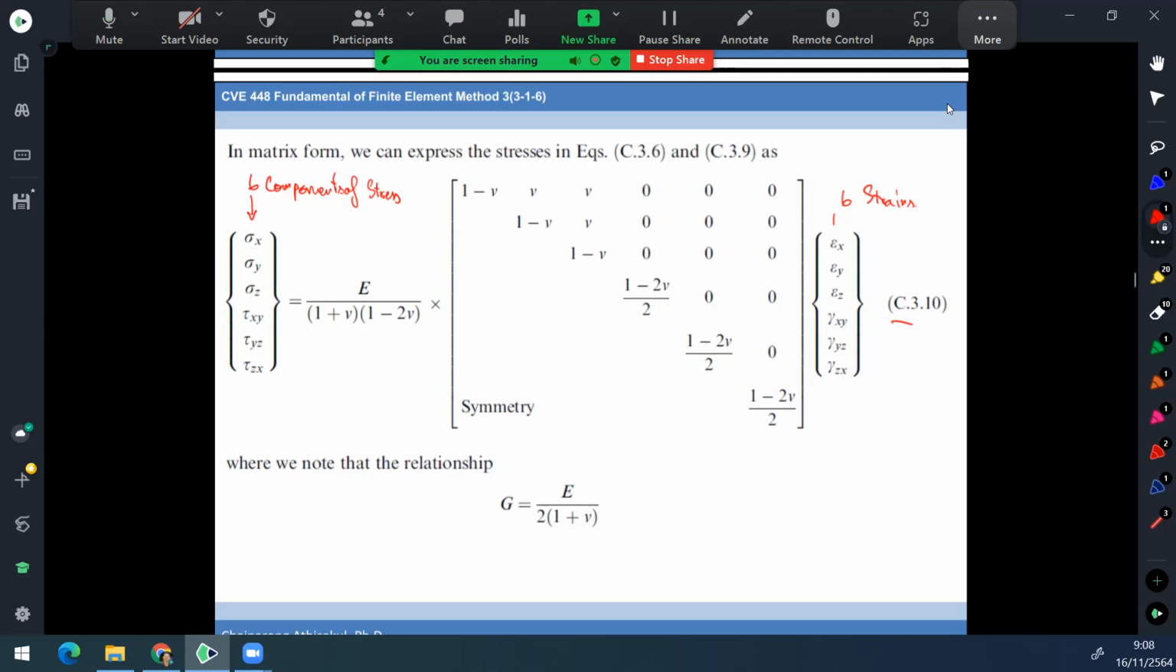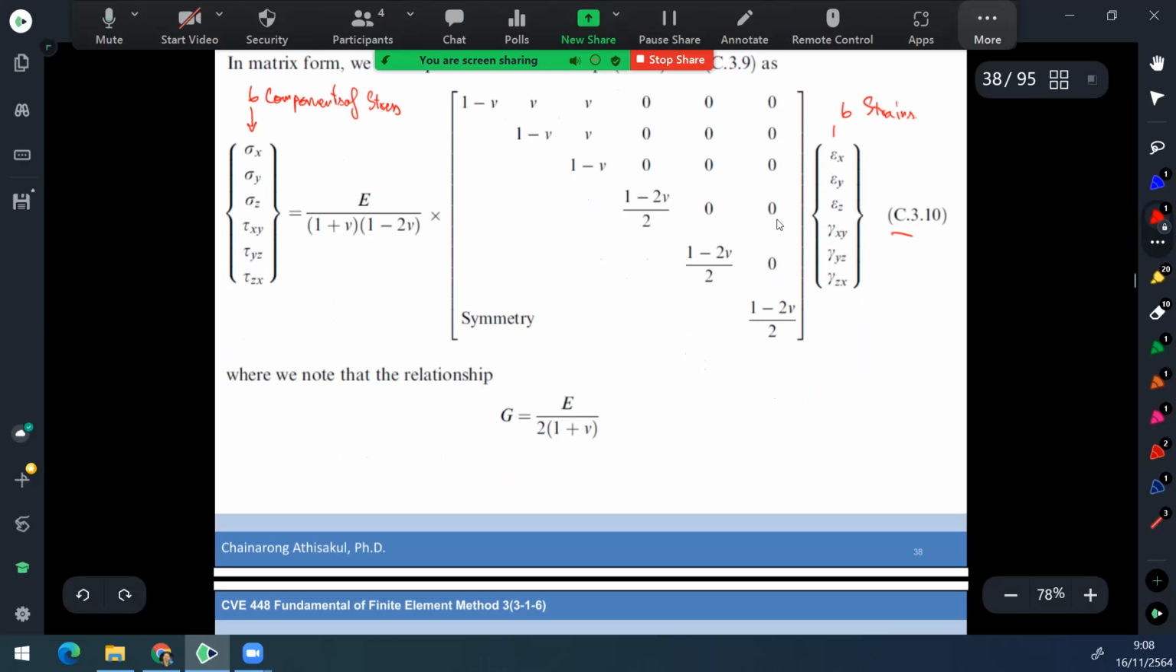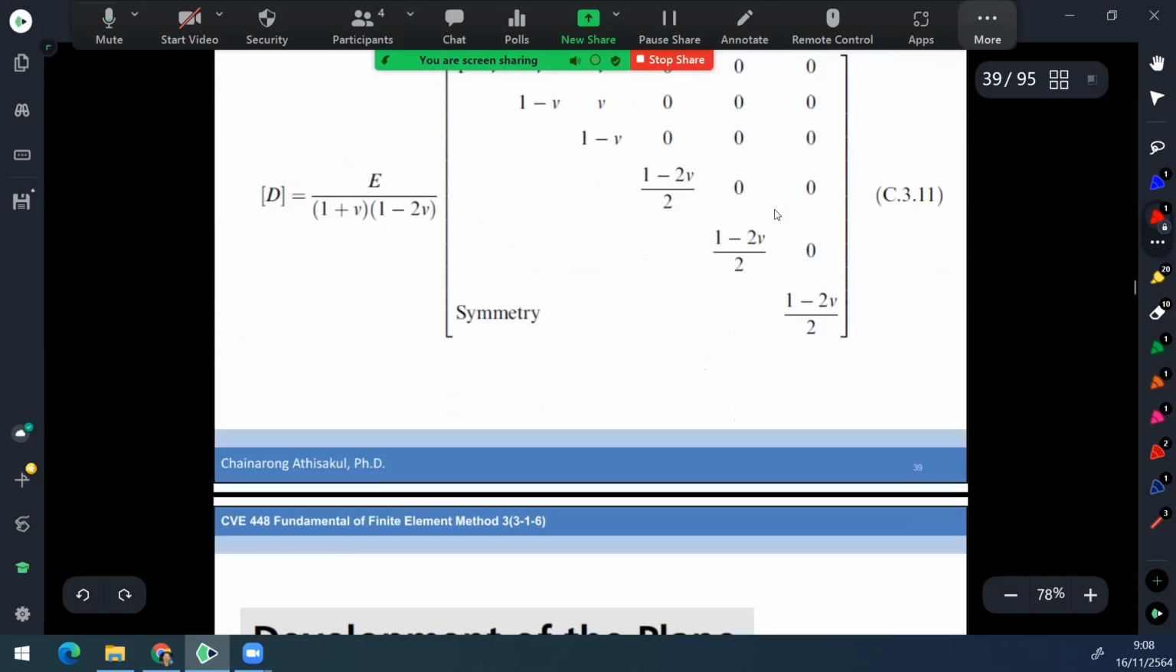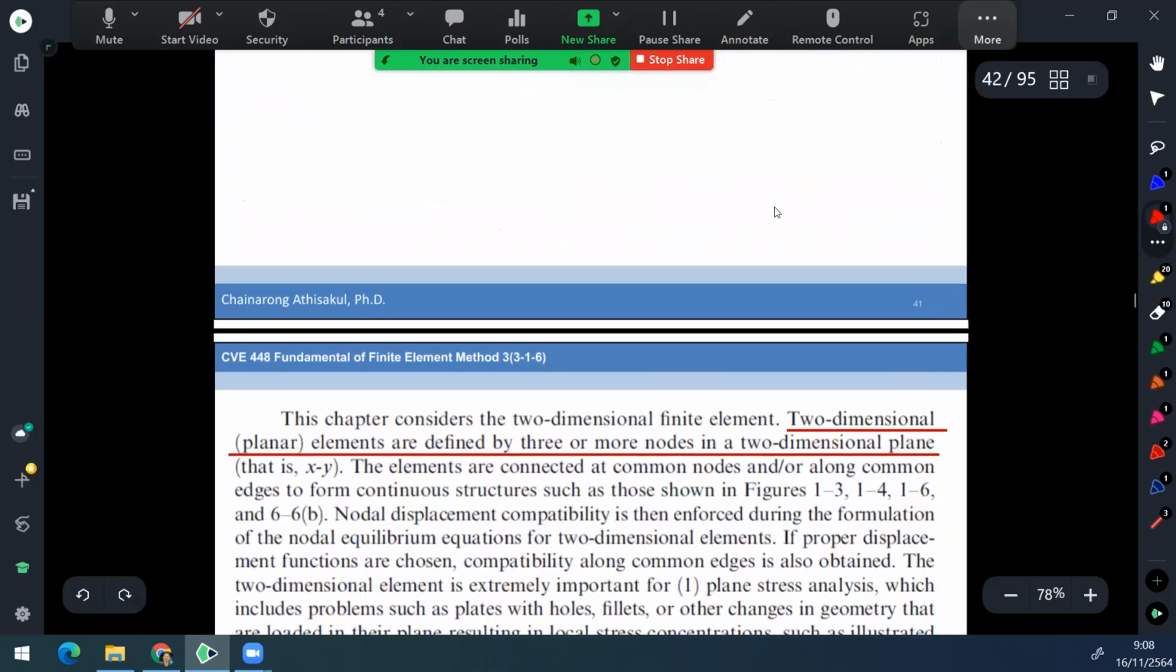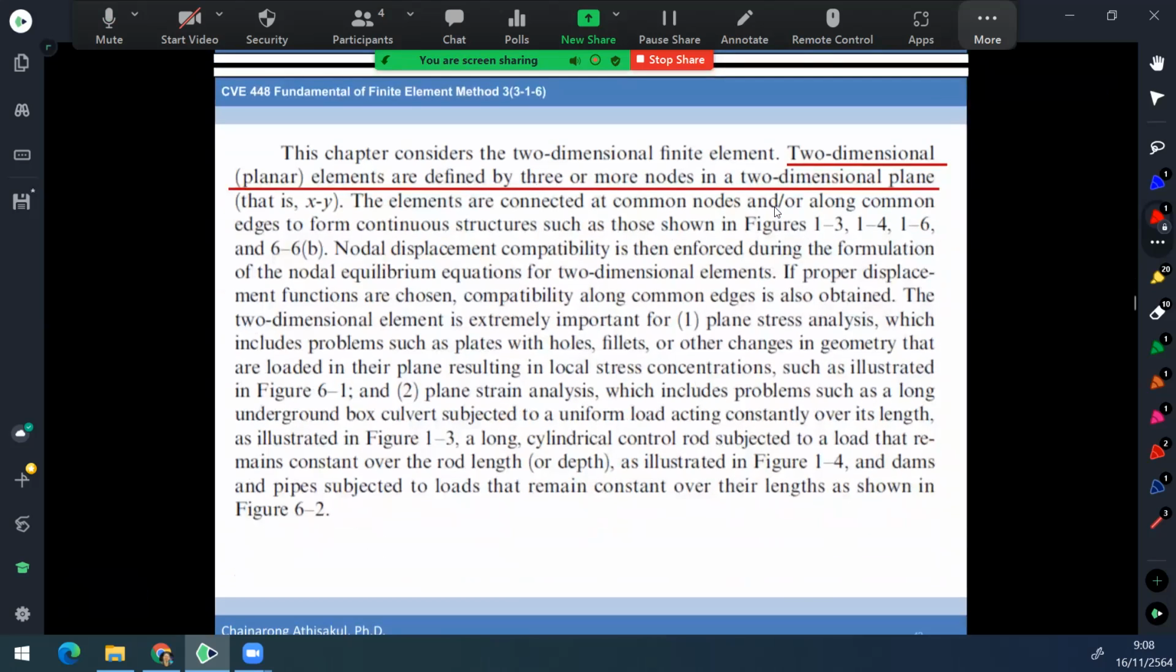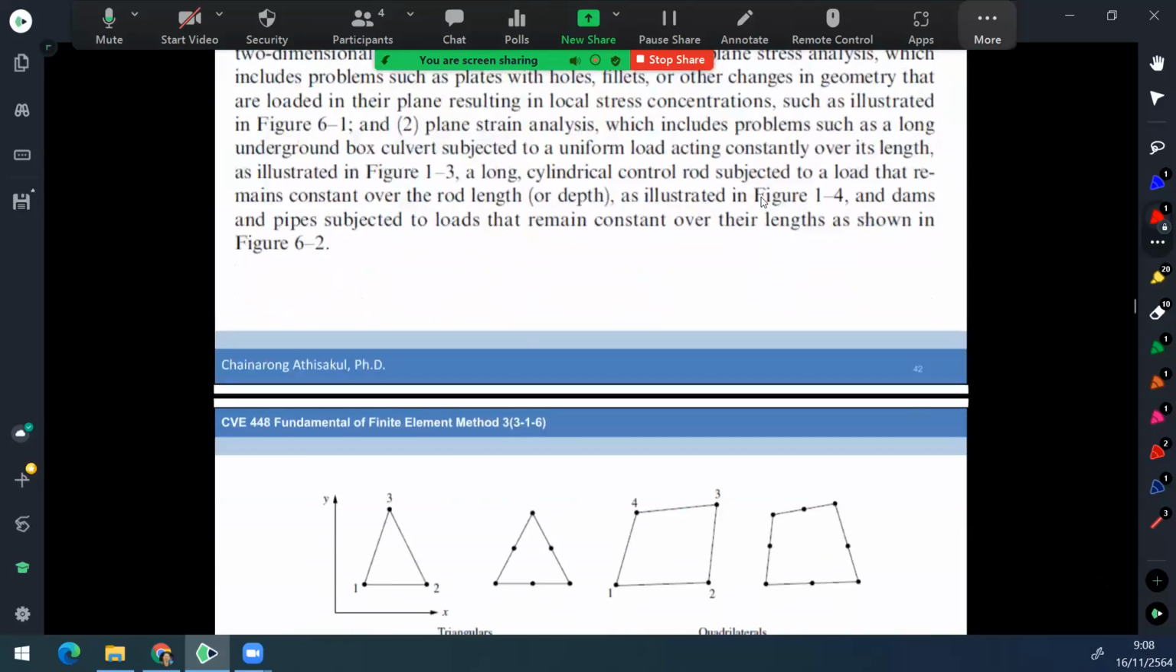But if we simplify the problem into a plane problem, which we will talk about today, we can simplify that equation into just three equations. That is, the state of stress and strain is related by just three equations, and we will see how it is simplified to be that.